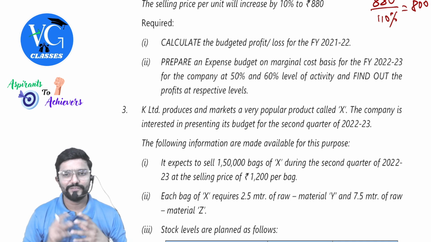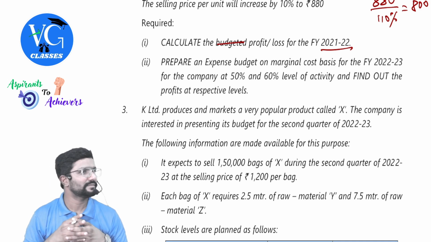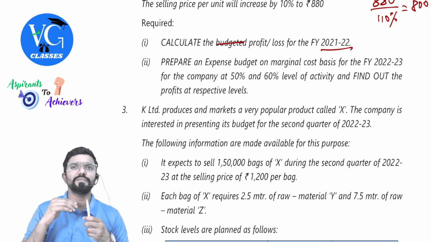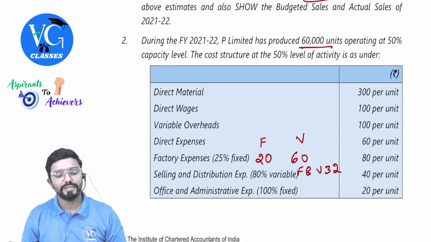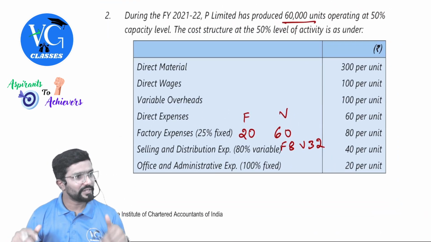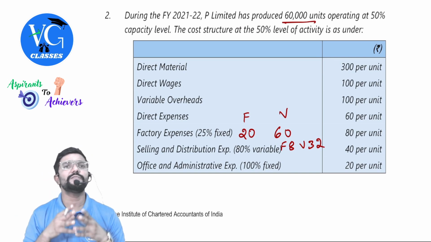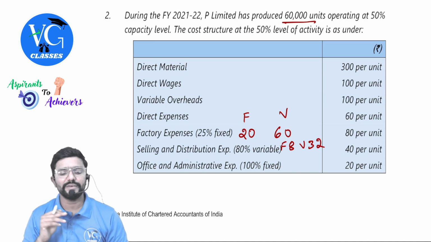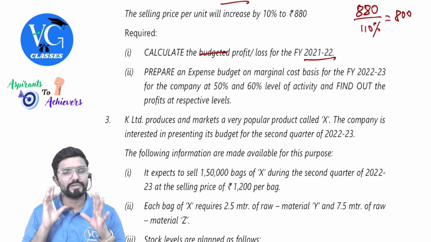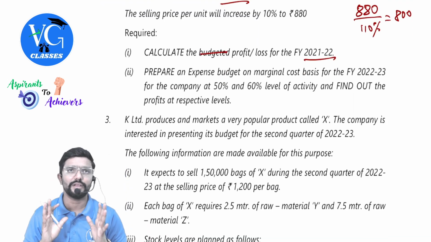And actually, if they had asked for 21-22, it should not be budgeted. Actually, it should be actual profit. Budgeted is something which we always do for the future. And this has already happened, sir. This has already happened. For 22-23, we are projecting something. If they ask to calculate profit for 22-23, then it would be budgeted. Whereas for 21-22, I don't think the word budgeted should be used here. But still, whatever is given in the question, you also follow the same.